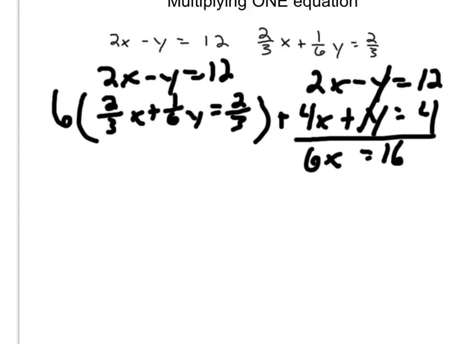Now I'm going to divide by 6 on both sides and get x equals 16 over 6, which is the same as 8 over 3. So x is 8/3, 16 over 6. So that's my first value. Now again, I need to plug that into one of the original equations to solve for y.